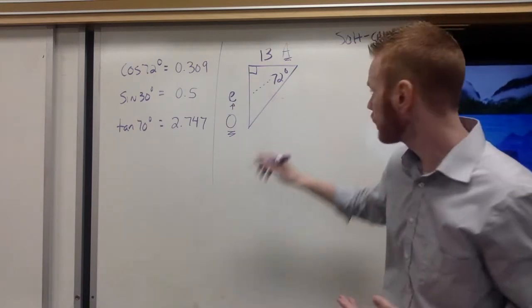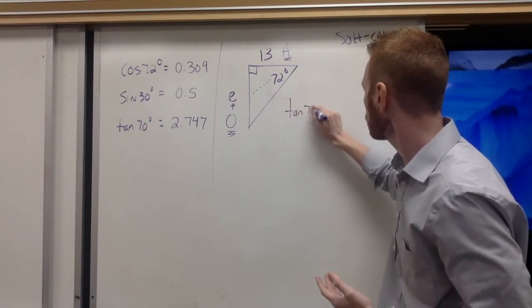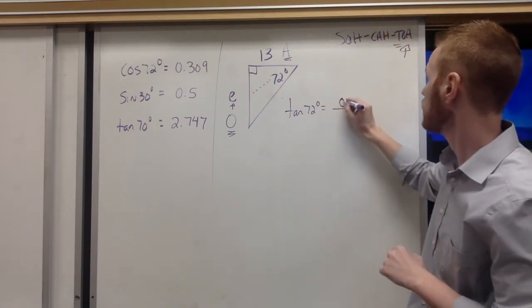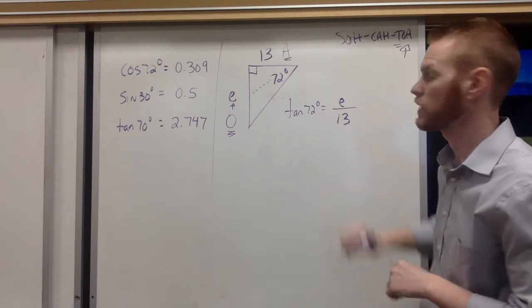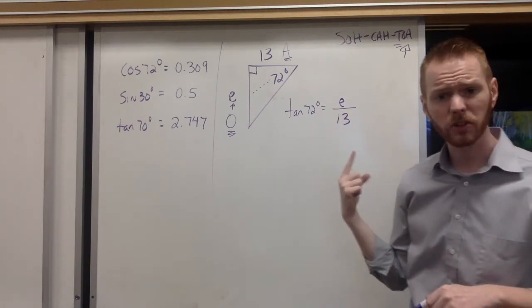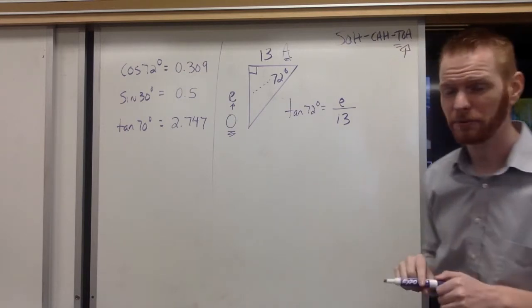So let's write this out. Tangent of 72 degrees is going to be this ratio. O is first, so it's going to be E over the adjacent side, which is 13. Okay? That looks a little different. I've got a missing part there. I've got to solve for it.